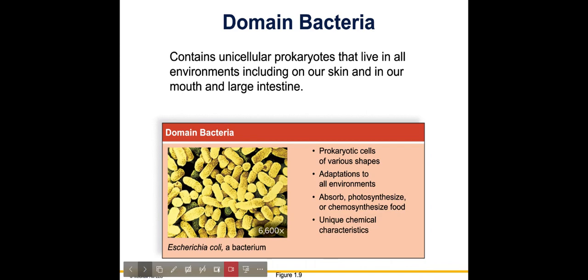Then we have domain bacteria. That's going to be some more single-cell prokaryotes, but they live everywhere. You're probably familiar with this if you've ever had to take an antibiotic to get rid of a bacterial infection. They can do photosynthesis. They can use chemicals to make their food. Here's an example of E. coli bacteria, which are found in the guts of warm-blooded animals.